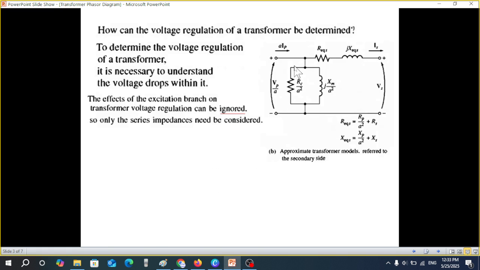And this is called the excitation branch. So it's saying that the effect of the excitation branch on the transformer regulation can be ignored, so only the series impedance needs to be considered. So this is the series impedance and this is the excitation branch. Comparatively, the loss in the excitation branch is less. Therefore, for approximation, we can ignore this, and so our circuit will look like this.